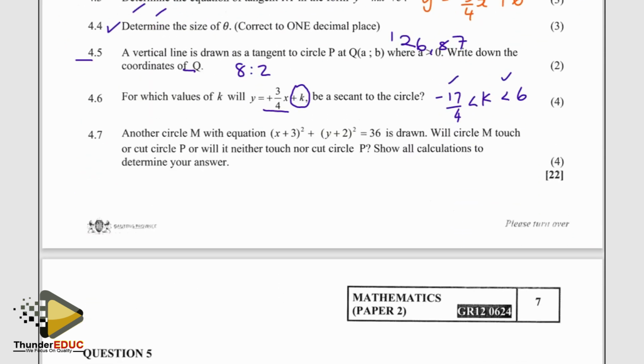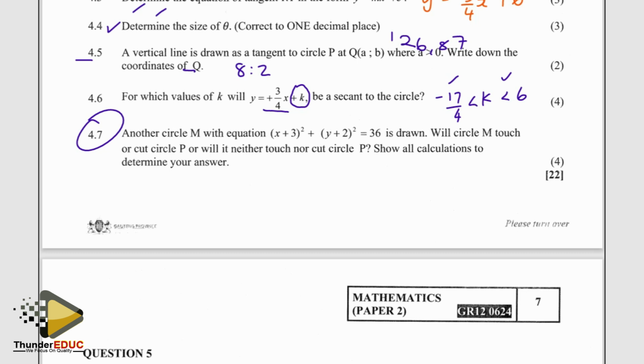All right. Then 4.7. Another circle M with this equation is drawn. Will the circle touch or cut, or will it neither touch nor cut P? Okay.